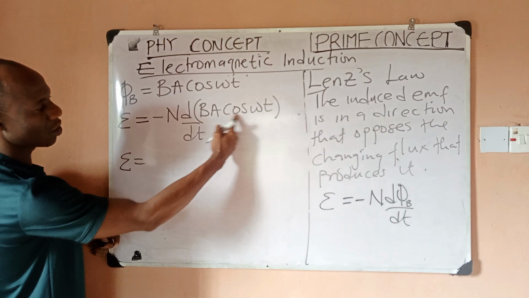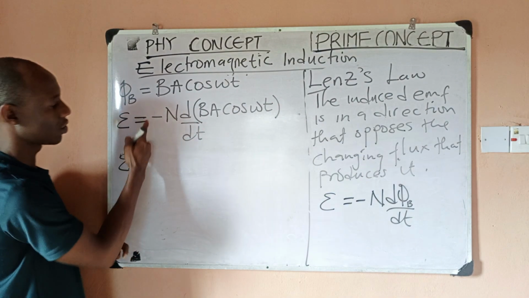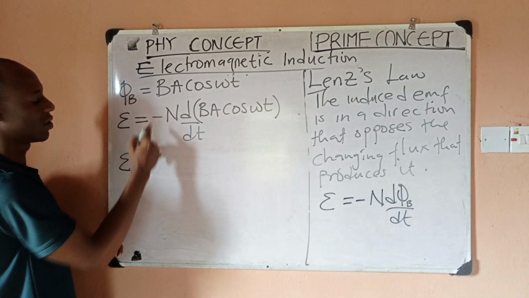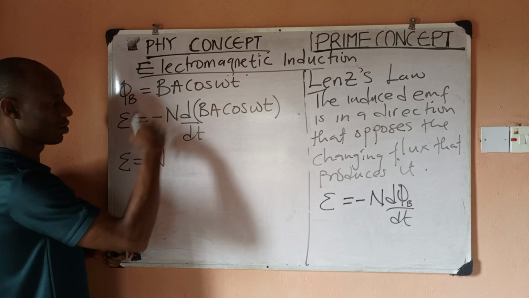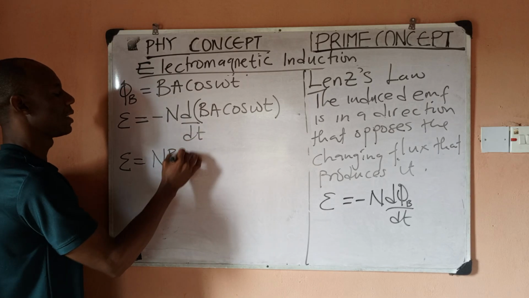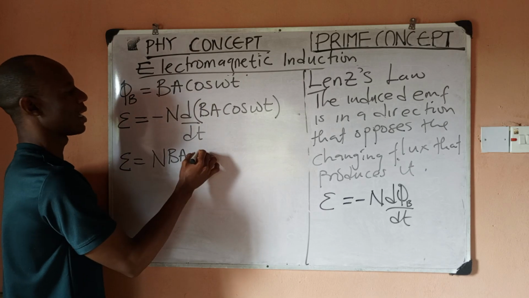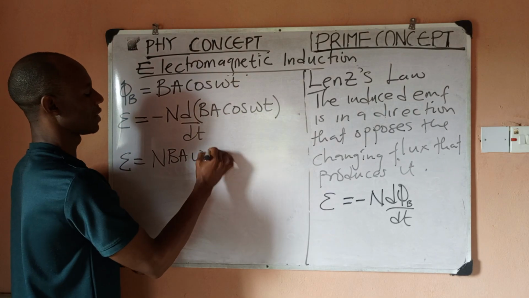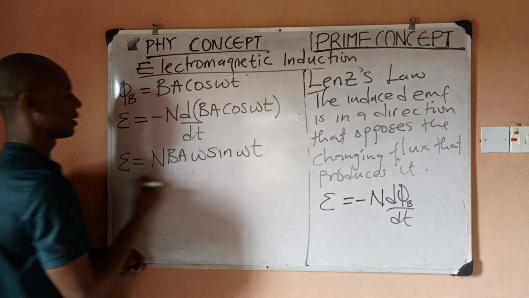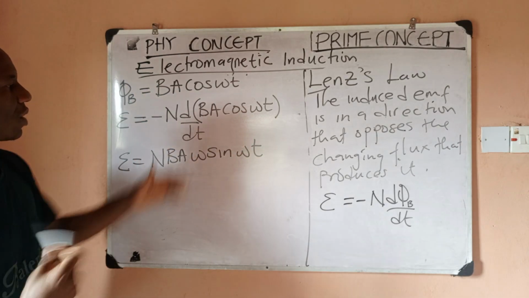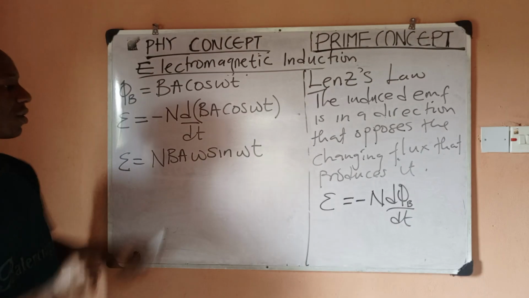If you differentiate cos, you get a negative sign. So that negative from this cos will change this, and it becomes positive. So I have N; these are constants, so you bring them out: NBA. Then when you differentiate omega t, you have omega. So I have omega. When you differentiate cos, you have sine. So I have sine, then you write back omega t. So this is what you get when you differentiate this. Now the negative sign is gone because of this derivative.